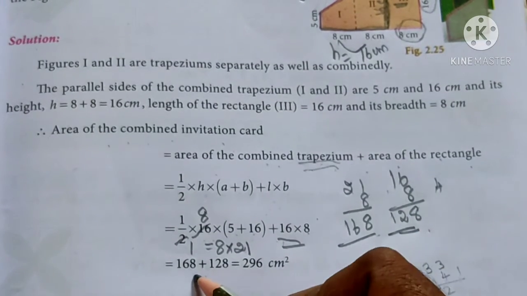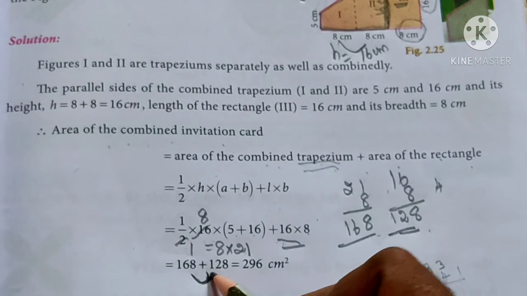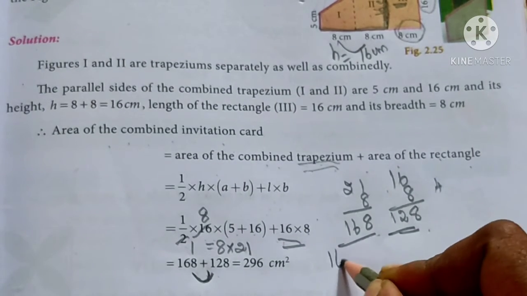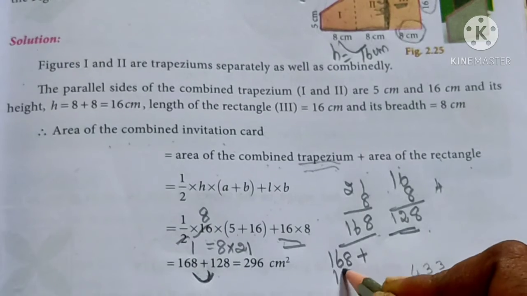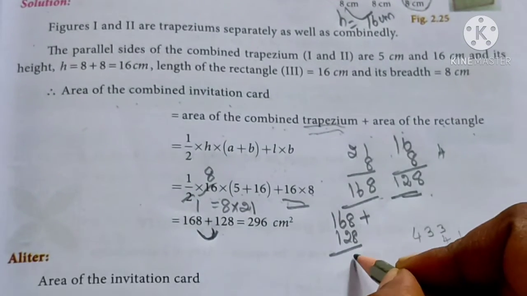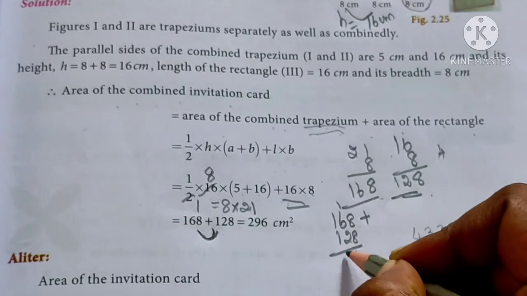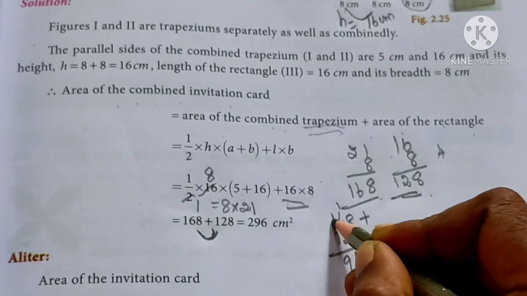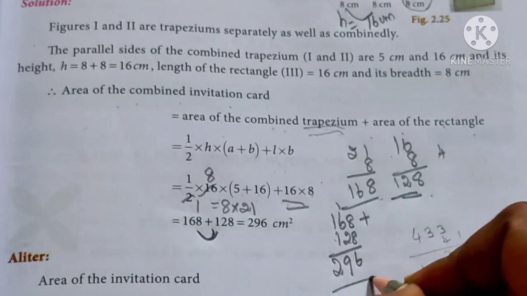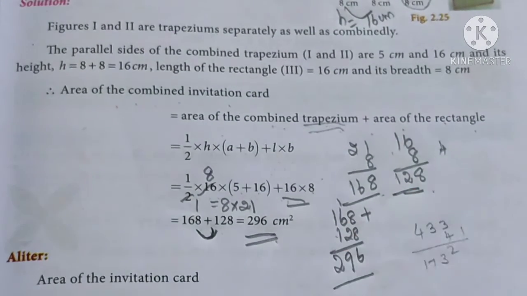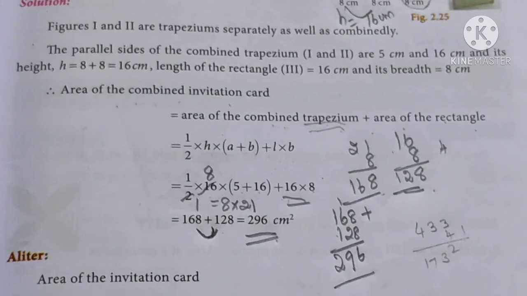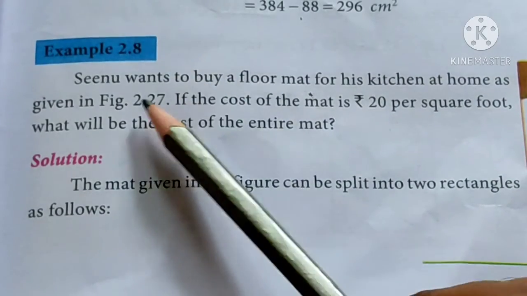128. So we add these two numbers, 168 plus 128. 8 plus 8 is 16, 1 balance. 6 plus 1 is 7, 7 plus 2 is 9, 1 plus 1 is 2. So 296 centimeter square. Example 2.8.